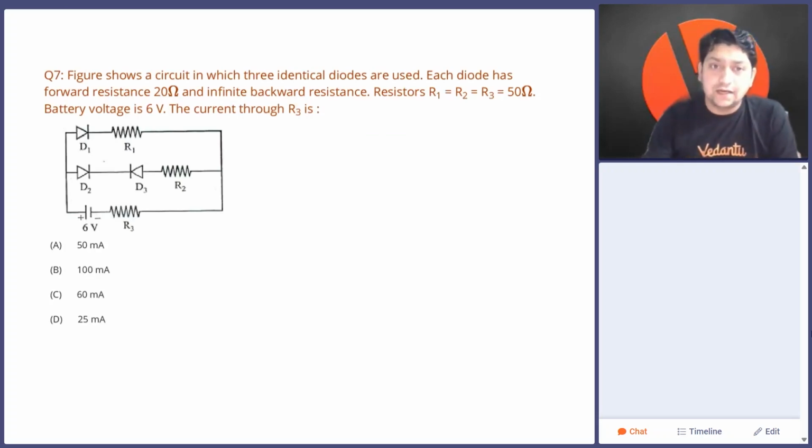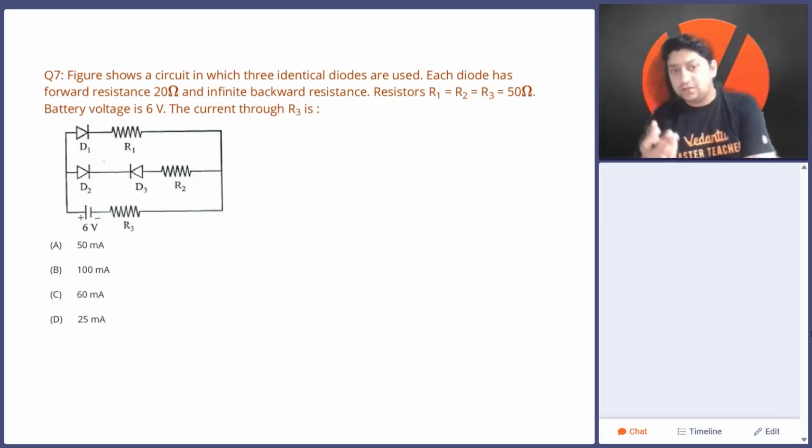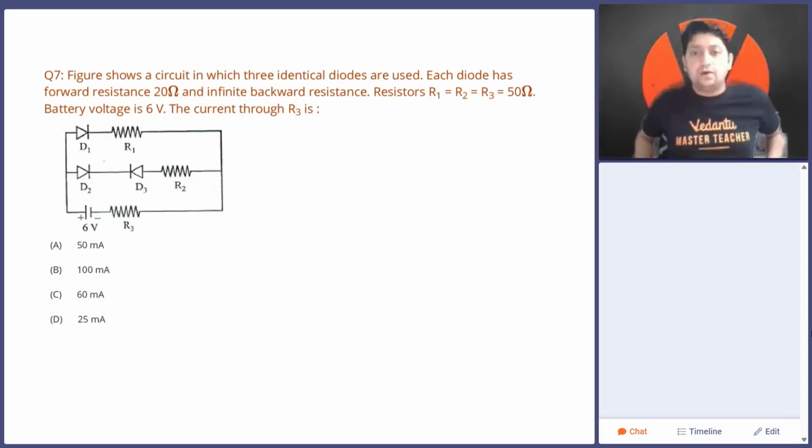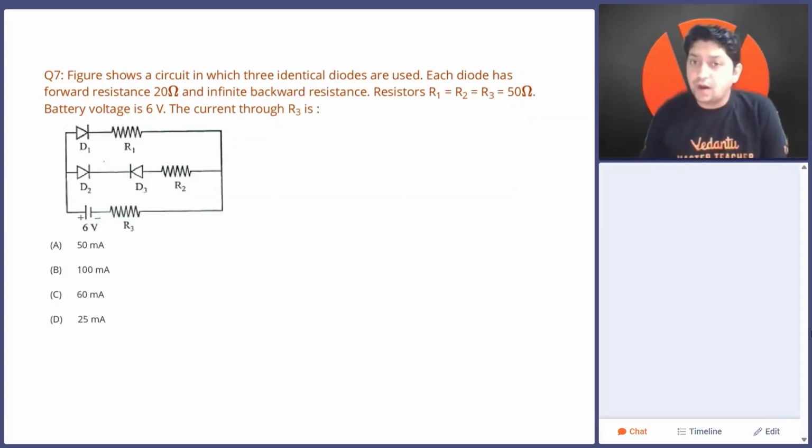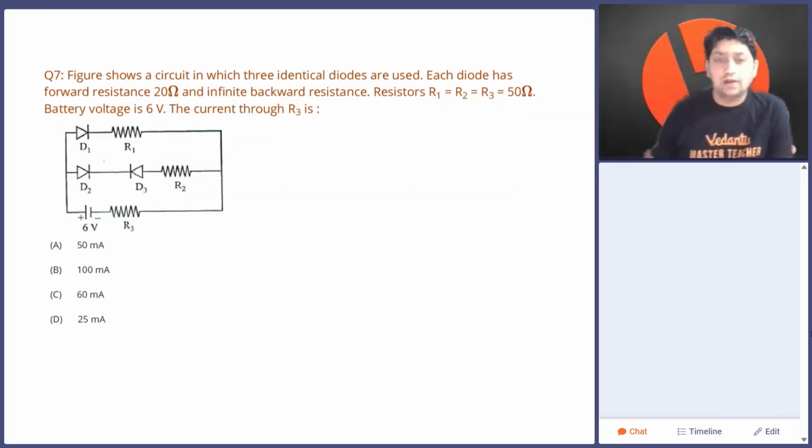Figure shows a circuit in which 3 identical diodes are used. Each diode has forward resistance of 20 ohm and infinite backward resistance. Resistors R1, R2, R3 equal to 50 ohm. Battery voltage is 6 volt. The current through R3 is what we need to figure out.